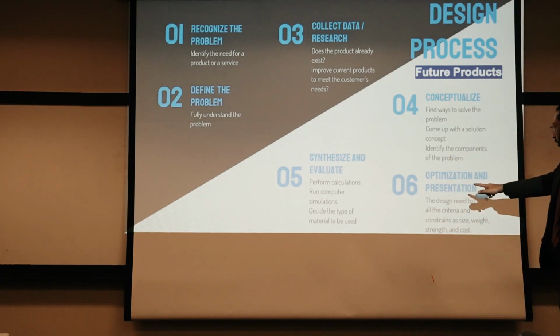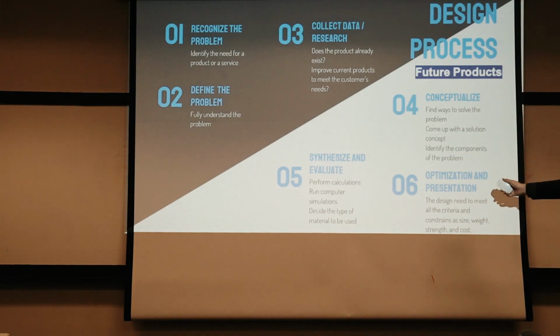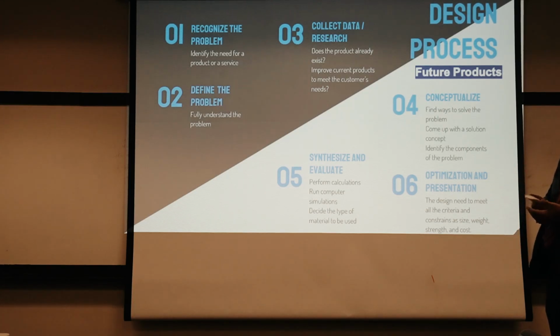Step number 6, you do optimization and presentation. That's the step similar to communication that we had previously. So basically here you try to make your design look as best as possible. Let's say somebody wants to design a wireless mouse as big as a keyboard. Well, that works, but it doesn't work in the market.